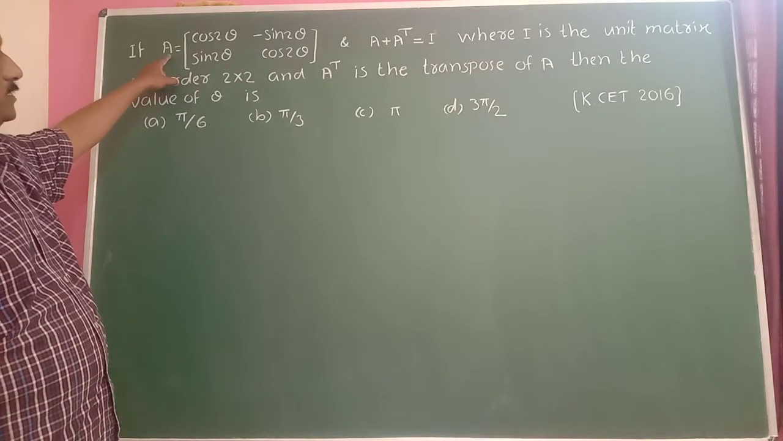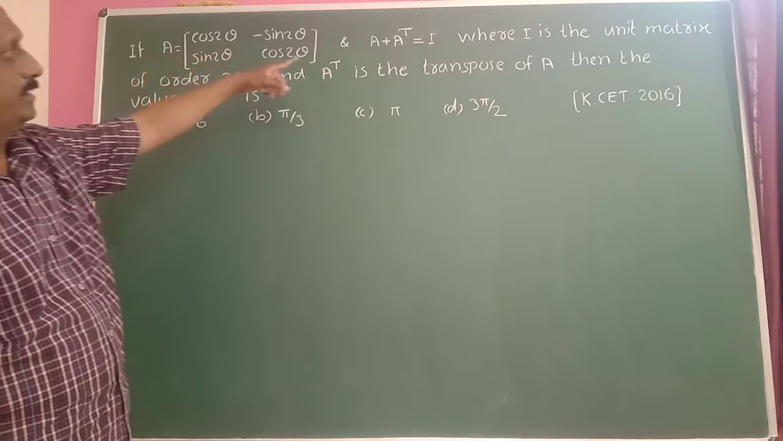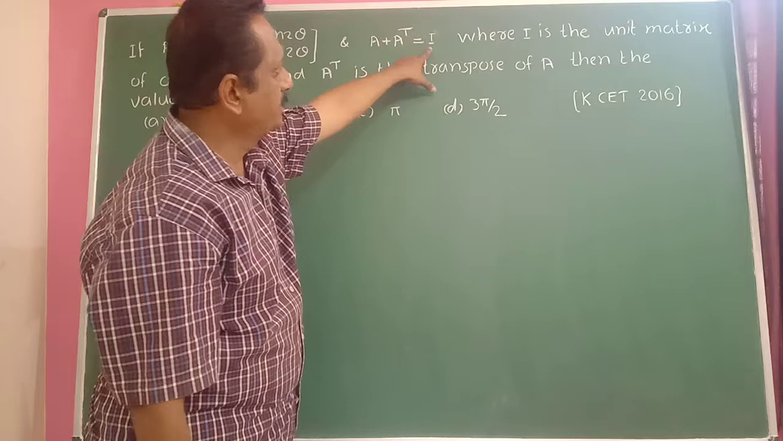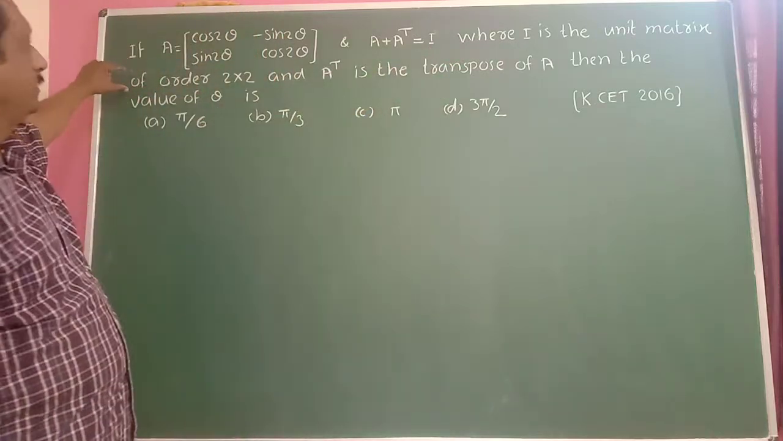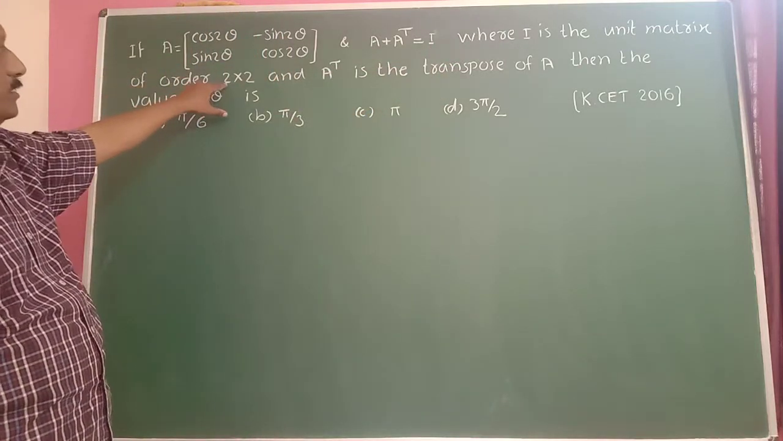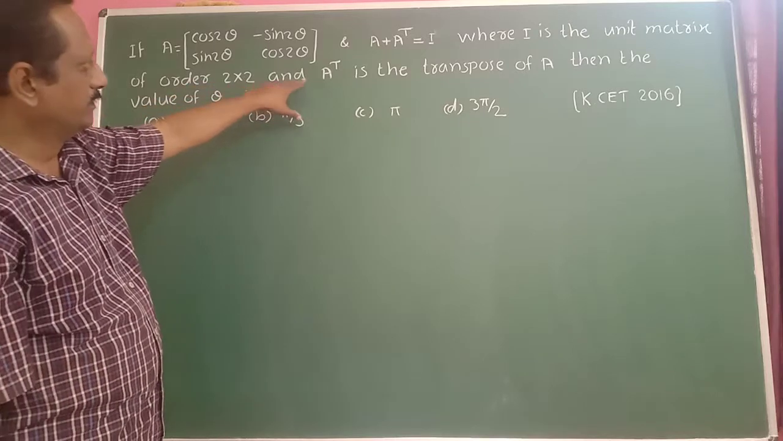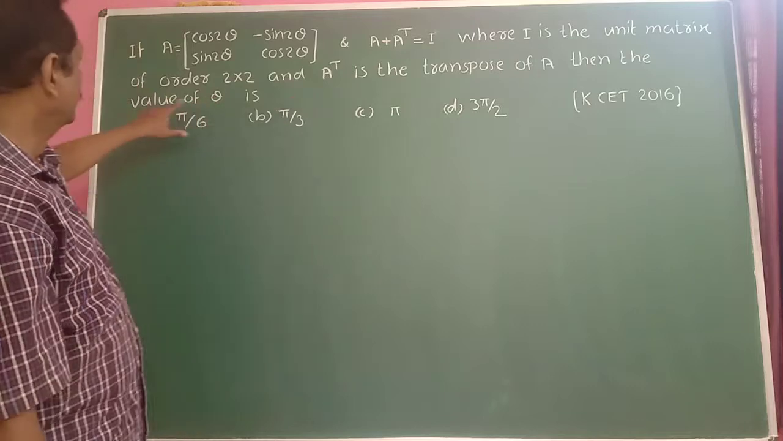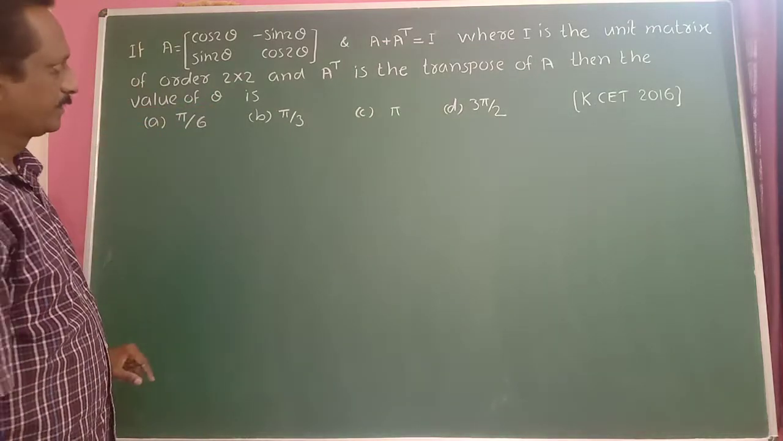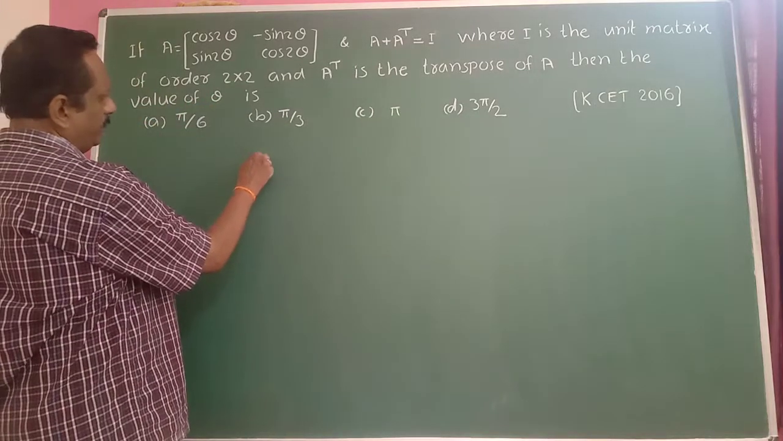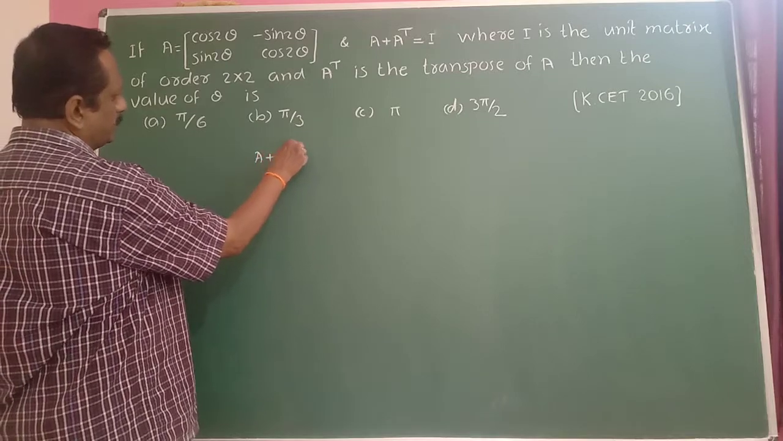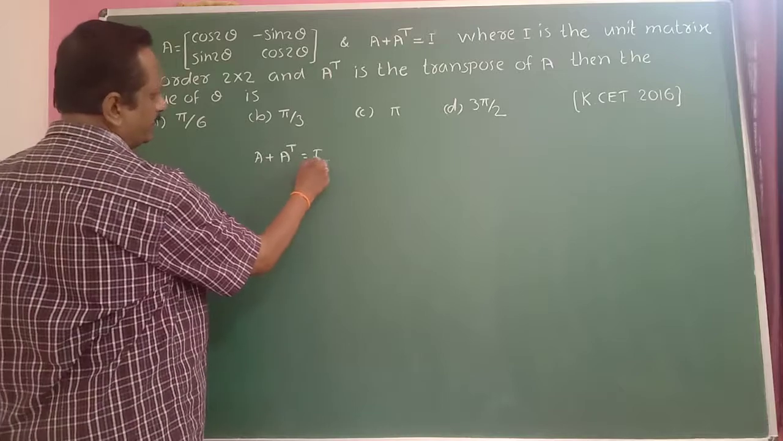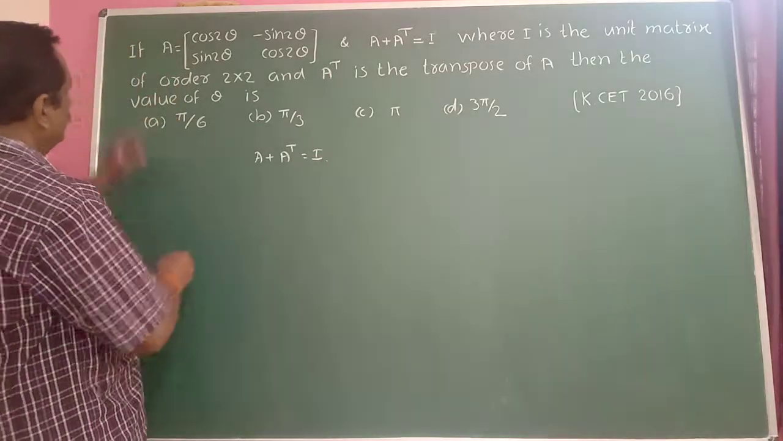So A is equal to the square matrix here, and A plus the transpose of A is equal to identity matrix I. Here I is the unit matrix of order 2 by 2, and it is the transpose of A. Then the value of theta is what is. Therefore, here A plus transpose of A is equal to unit matrix. It is also said to be identity matrix. So A is this matrix here.